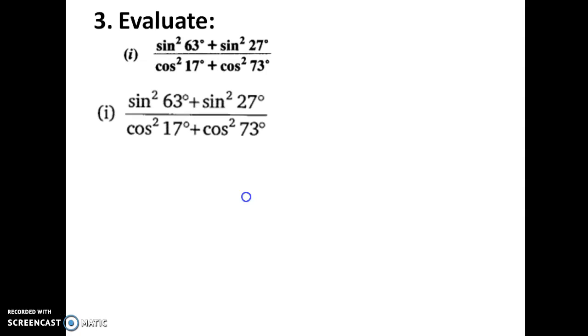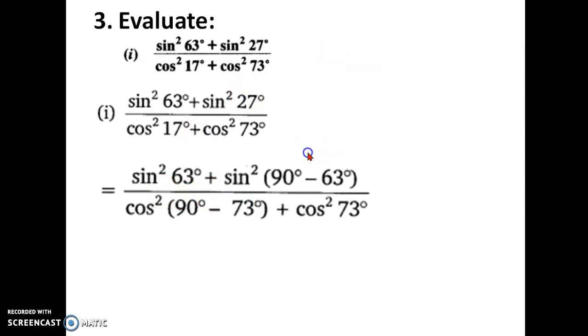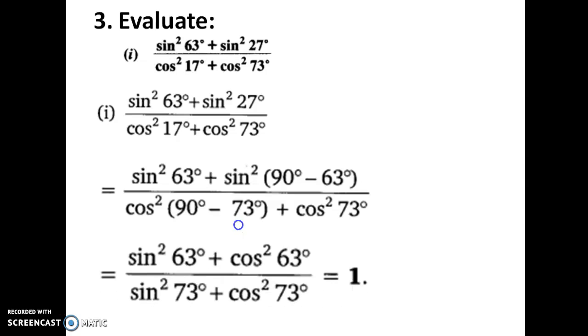So first, this is the given problem. Then I'm going to write sine square 27. 27, I'm going to write as 90 minus 63. What is sine of 90 minus theta? It is cos theta, no? So in the next step we can write like that. And here 17 is written as 90 minus 73. So the next step I will write like this: sine square 63 degree plus cos square 63 degree.